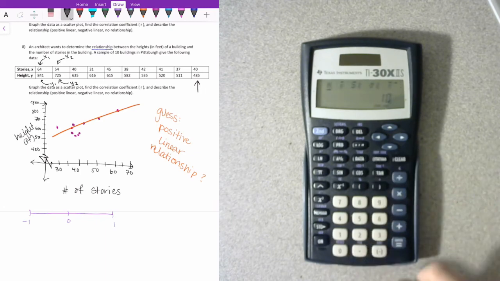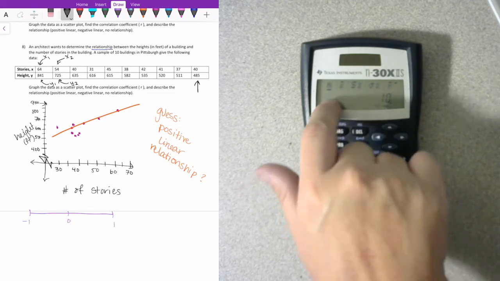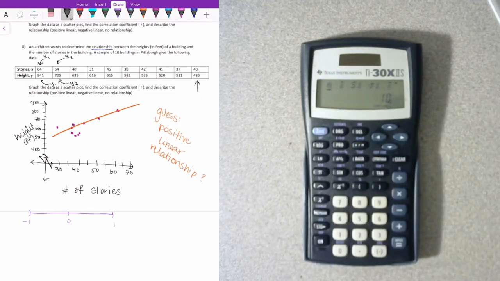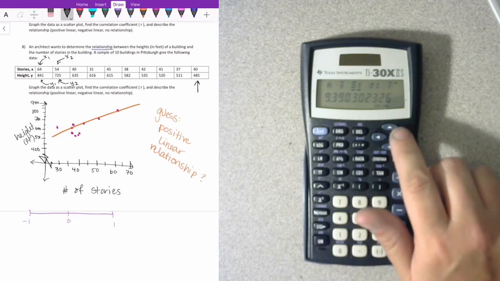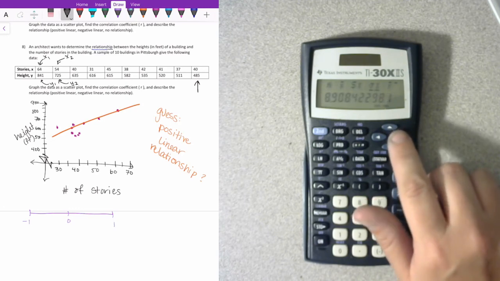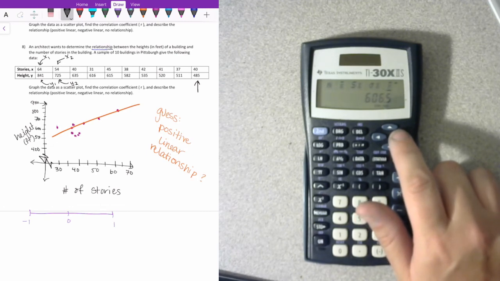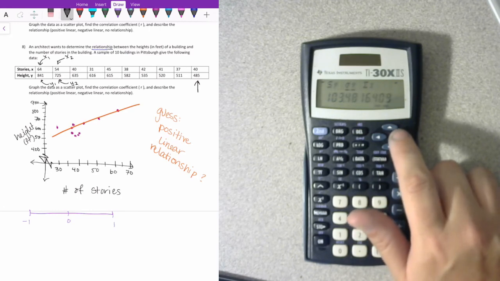It says I'm going to calculate. The first thing that comes up is little n, your sample size, which we guessed was 10. It's another way to check our work. And we're going to scroll our way down. We don't care about the sample mean or the sample standard deviation or the population standard deviation. This is the sample mean for the y values, sample standard deviation for the y values, the population standard deviation for the y values. We don't care about all these sums. We're going to go all the way to the end.